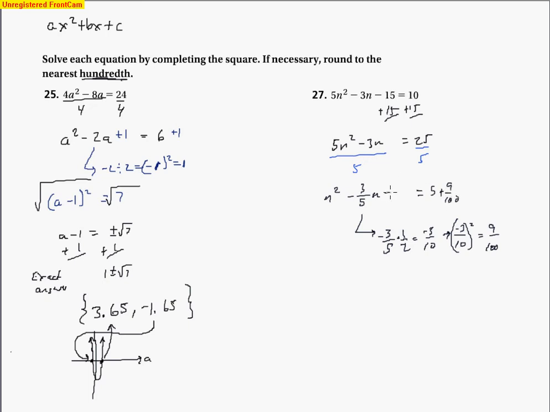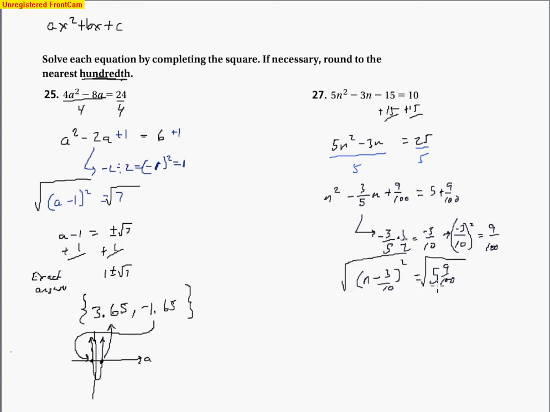And so the critical part is the right-hand side, because I have to add 9/100 to the 5. And what that gives me is this. I get 5 9/100. This all equals, and when I go ahead and factor this, whatever I get for half the b term is what the factored form is going to be. So it's that negative 3/10. So it's going to be n minus 3/10 quantity squared.